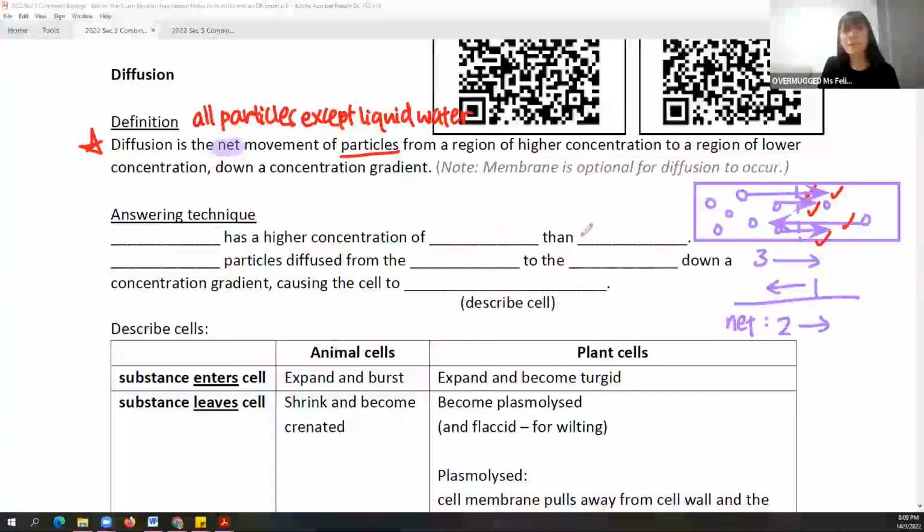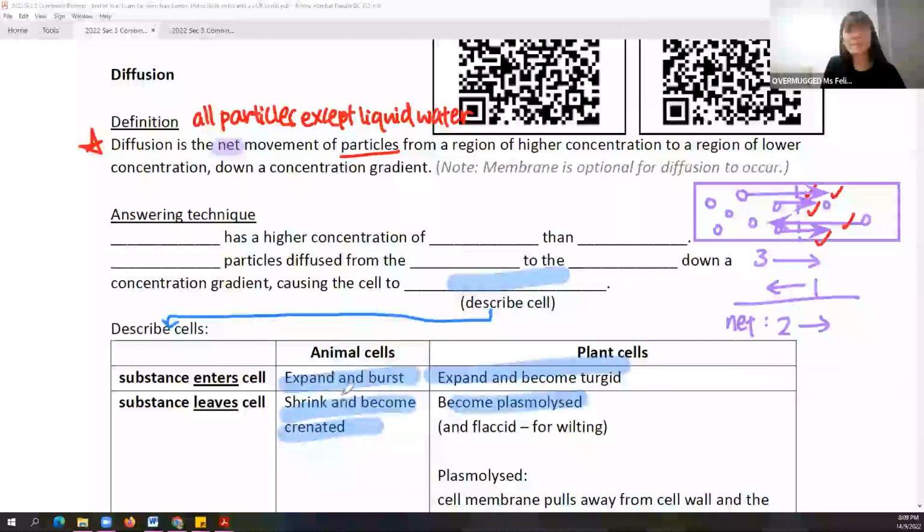I left the blanks over here for you to fill in according to the context of the question. For the last blank, how do you fill in? You will fill in based on here. Do you see that over here I write describe cell, which is this part here? Describe cell means that you refer to this table. So the blank over here will be one of these four answers.